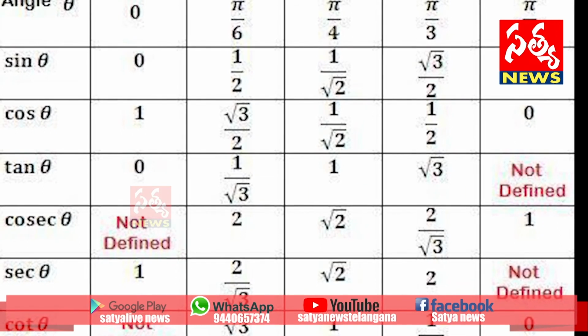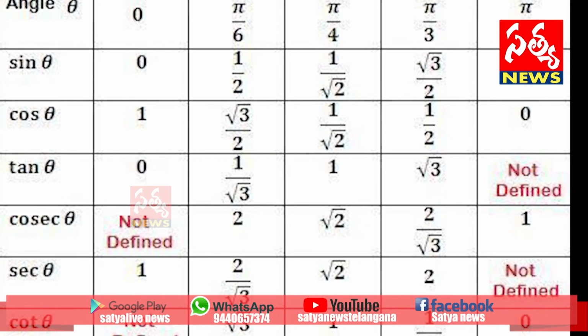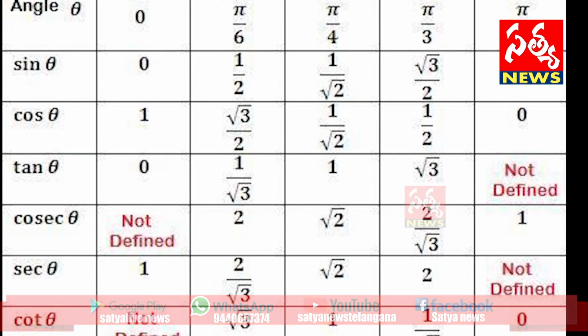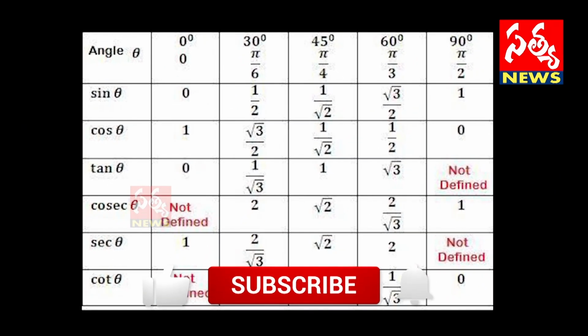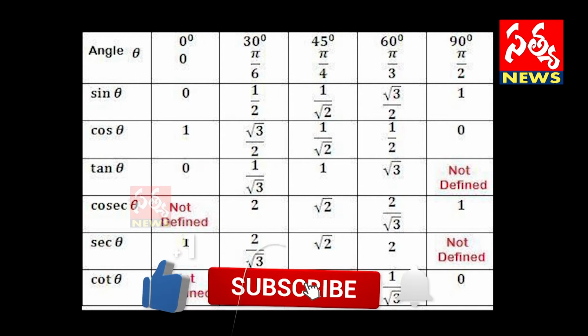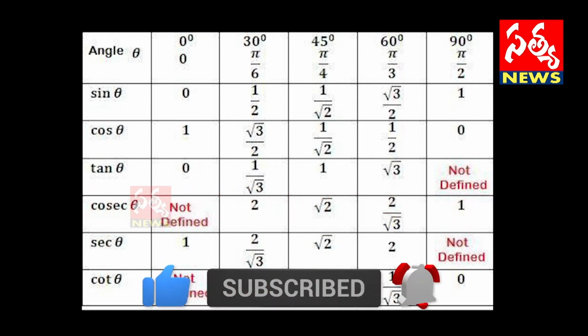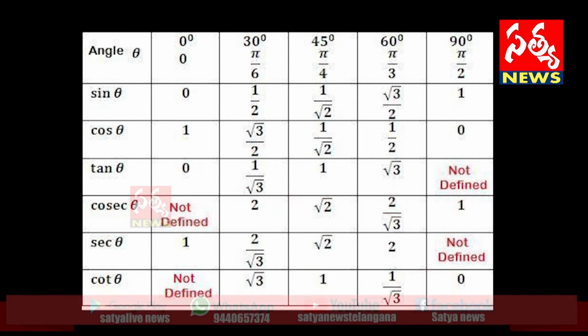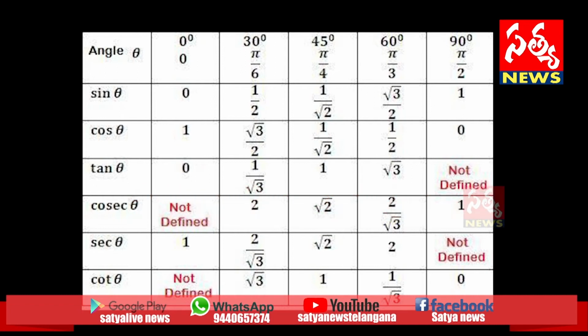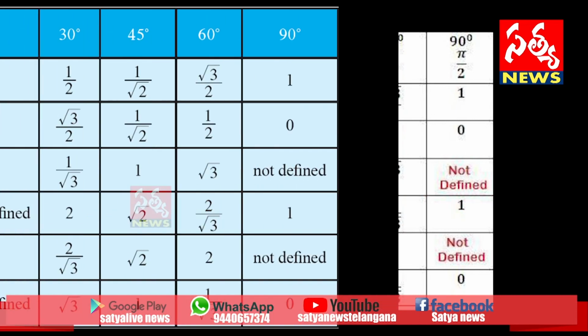See here, tan 0 is 0, tan 30 is 1 by root 3, tan 45 is 1, tan 60 is root 3, tan 90 is infinity. Tan 90 is infinity because it is sin 90 by cos 90. Here sin 90 is 1 and cos 90 is 0. 1 by 0 is infinity. So we get tan 90 as infinity.